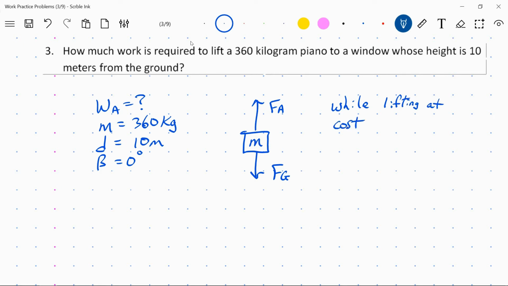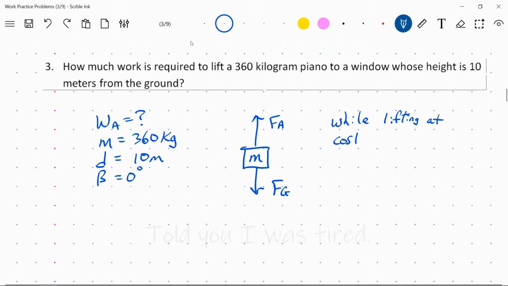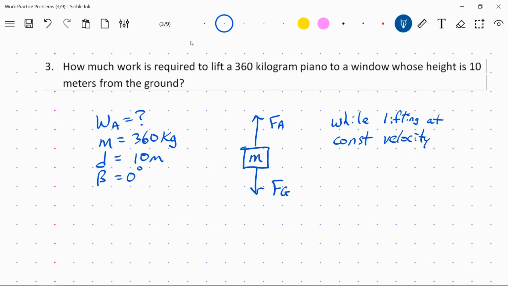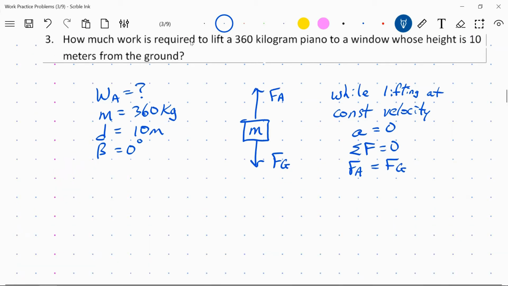at a constant velocity, which is definitely what I'm assuming. Constant velocity. The acceleration would be 0, meaning the net force would be 0, meaning that the size of the applied force would have to match the force of gravity.